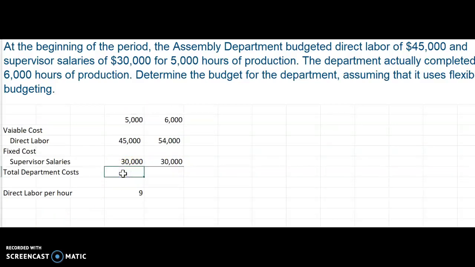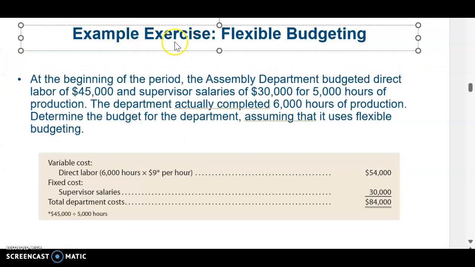Okay, and then for our total department cost, we would get this for 5,000. And this amount for the 6,000, and then this is considered our original budget, and this is considered our flexible budget, and that is our example exercise.